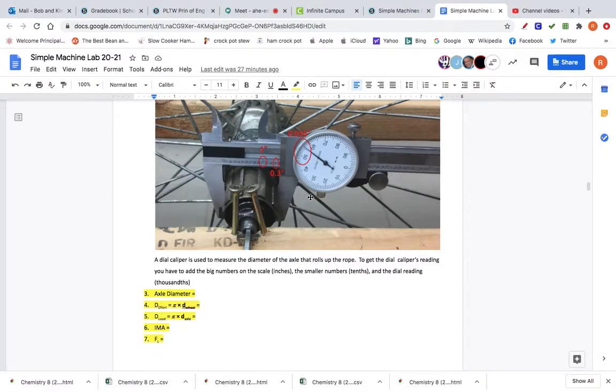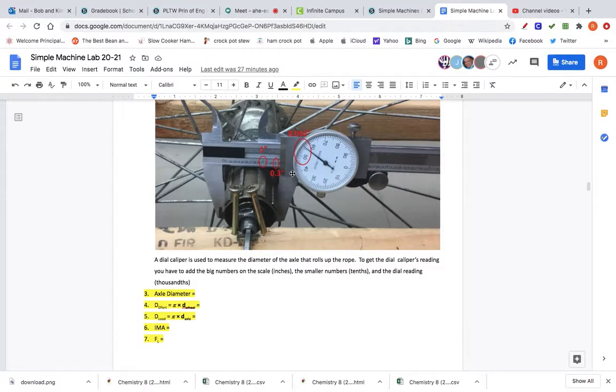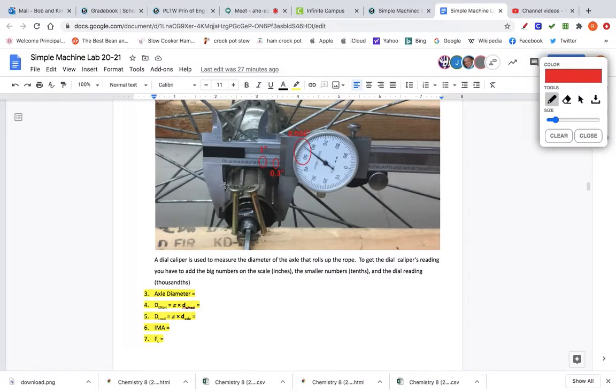The distance of your load is the distance around this axle right here, the circumference of this axle. What a terrible circle, but you got the idea. So we need to calculate the circumference of the axle by multiplying pi times the diameter. This right here is the diameter, the distance from here to here.